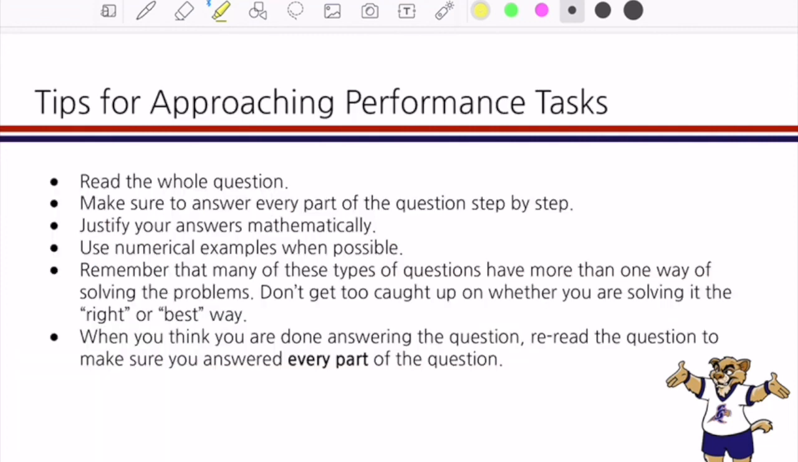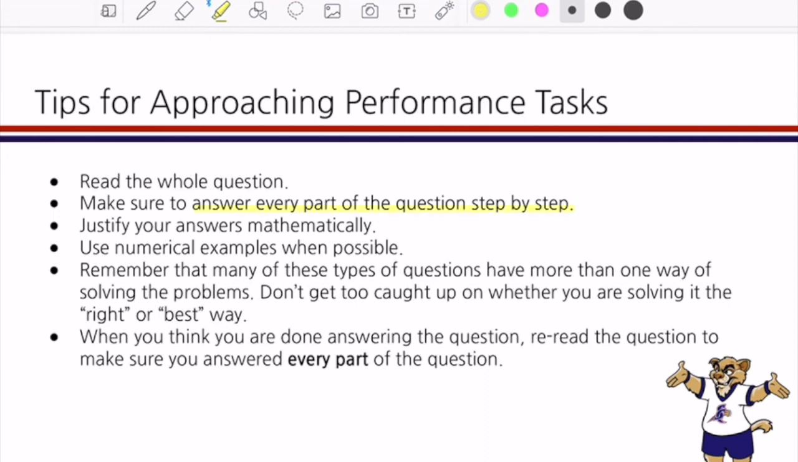So we wanted to finish today with some tips for approaching performance tasks. We're going to practice a performance task together later in the week, but here are some things to keep in mind when you're doing the performance task part of the SBAC math test when you take it next Monday. So first, read the whole question. Make sure that you answer every part of the question step by step.